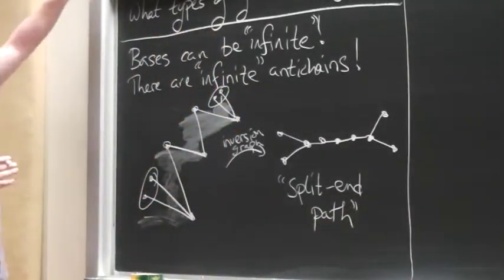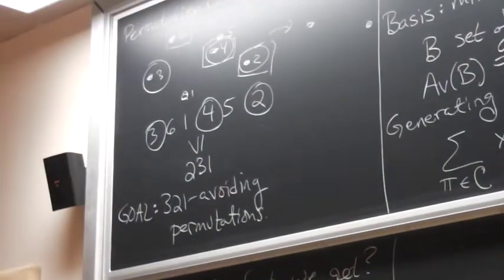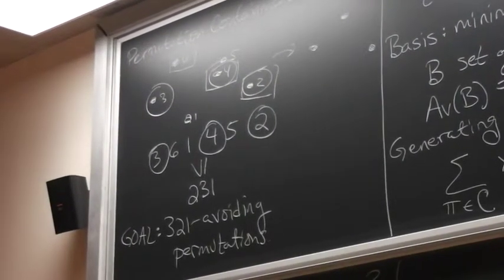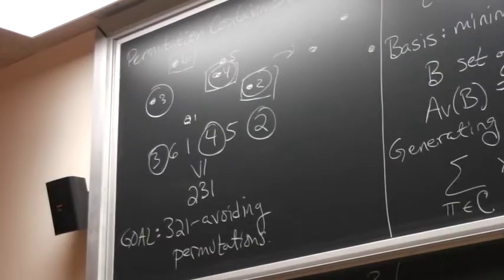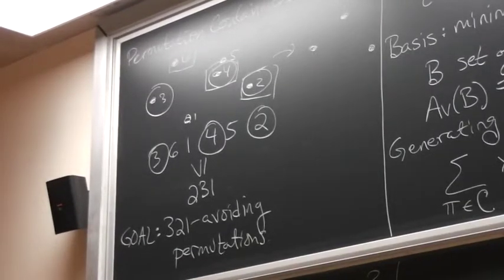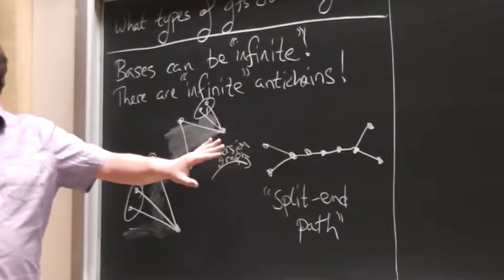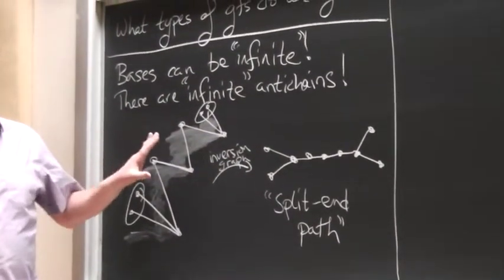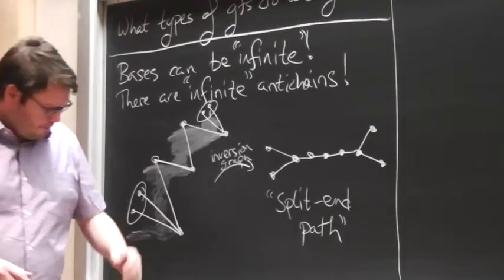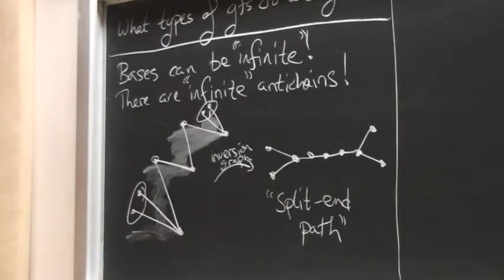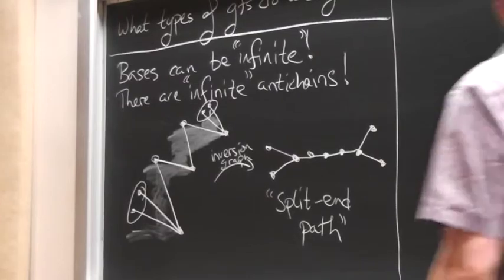Now, if you just go and look at this definition of permutation containment, if a big permutation contains a smaller one, if I form the two inversion graphs, the big inversion graph is going to contain the smaller inversion graph. But if I take these split end paths of all lengths, none of them is going to be contained in any other. So none of these permutations can be contained in any other. Okay, so we have an infinite antichain of permutations. Now, if you believe in infinity, this is bad news for the generating functions.